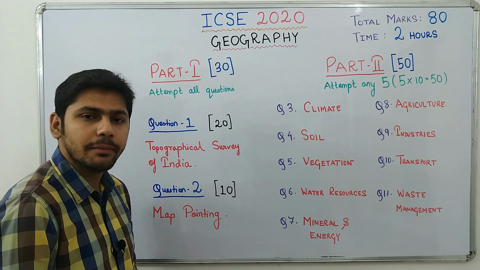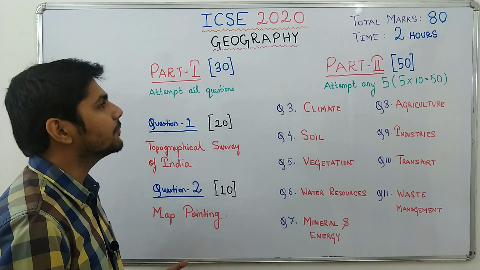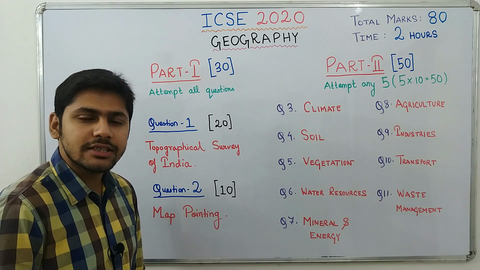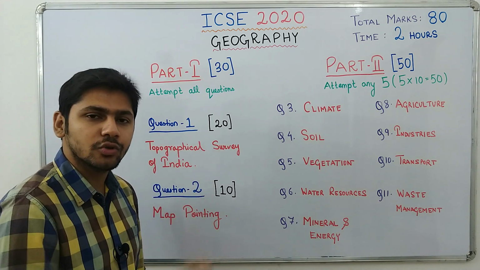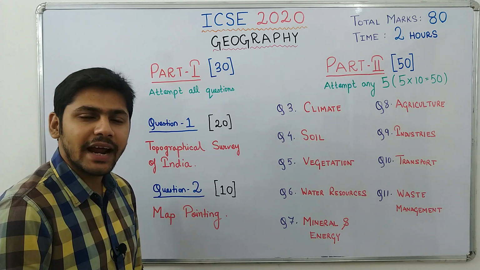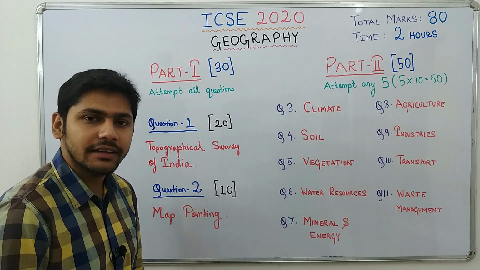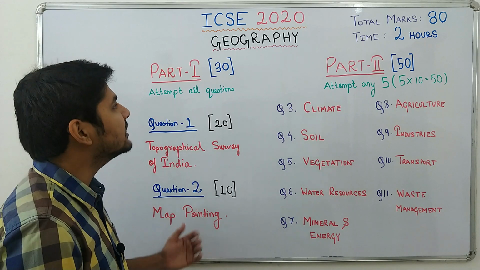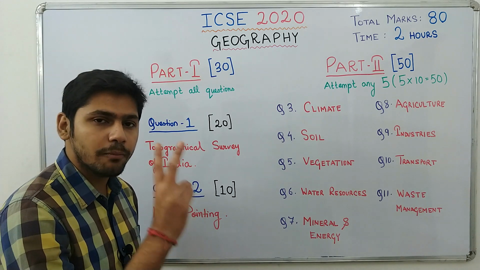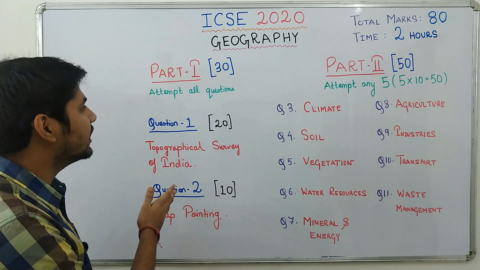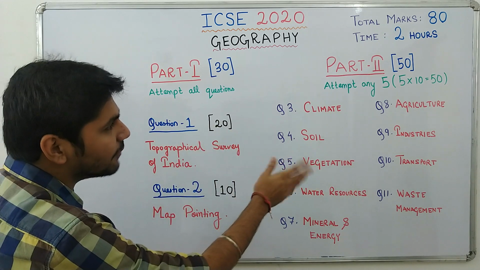Let's begin with the question paper pattern. Geography. This is an 80 marks question paper and you will get 2 hours to solve the whole thing. You will also get an additional 15 minutes to read the question paper. The question paper is divided in 2 parts. Part 1 which is of 30 marks and part 2 which is of 50 marks.